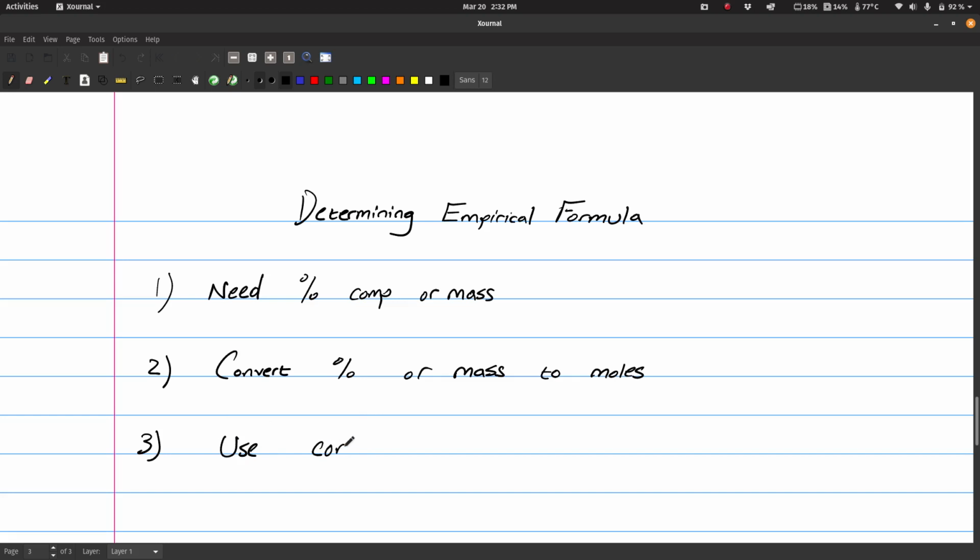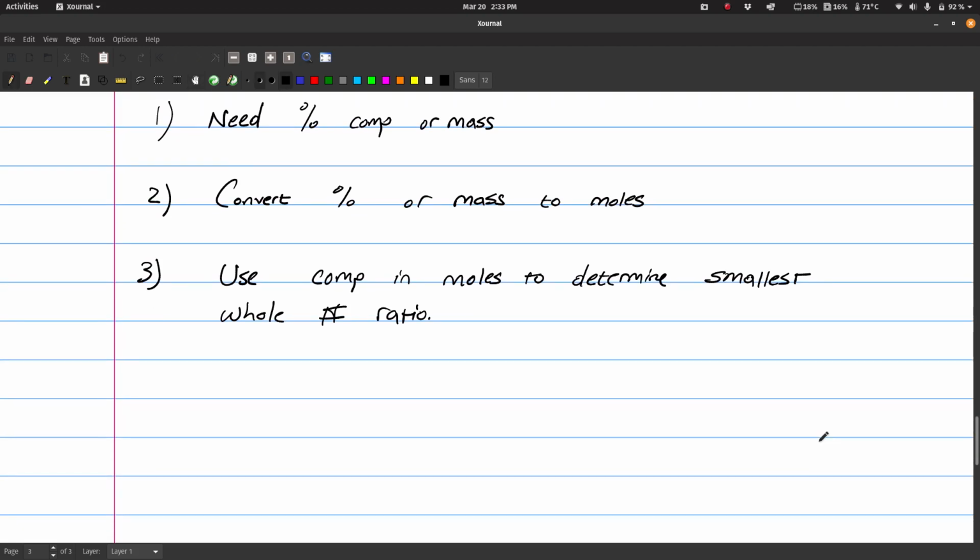And then you're going to use the composition in moles to determine the smallest whole number ratio. Okay, so we're going to go over 2 examples. I'm going to color code this just to make it easier for you guys to see what's going on. All right, so first let's write the example out.